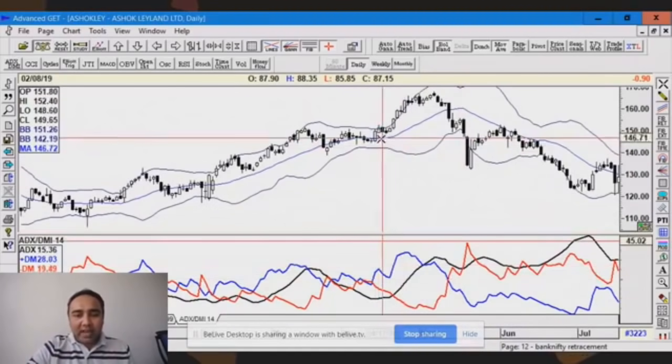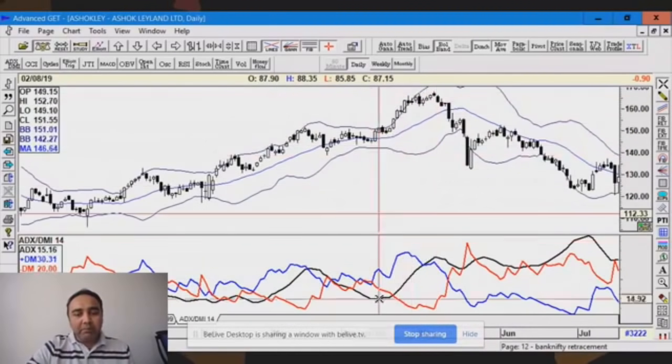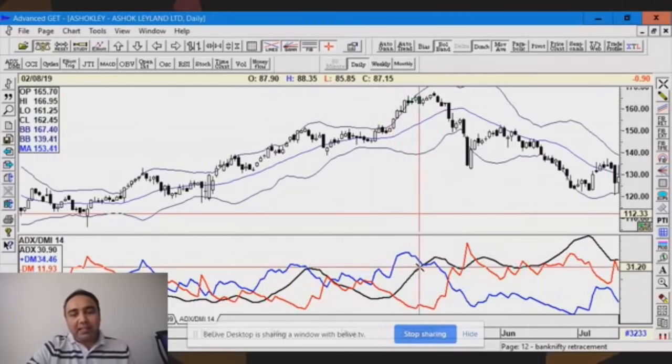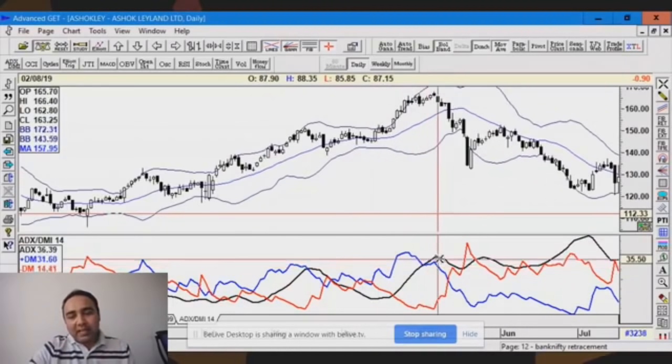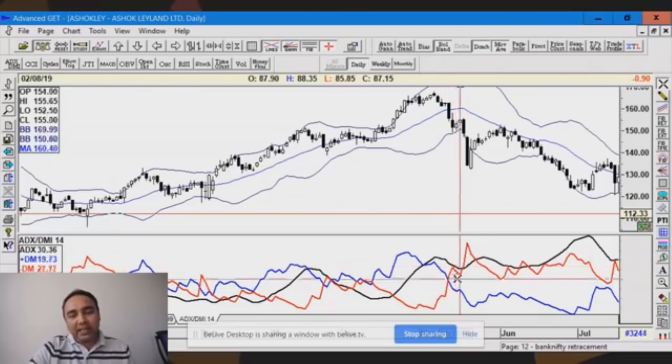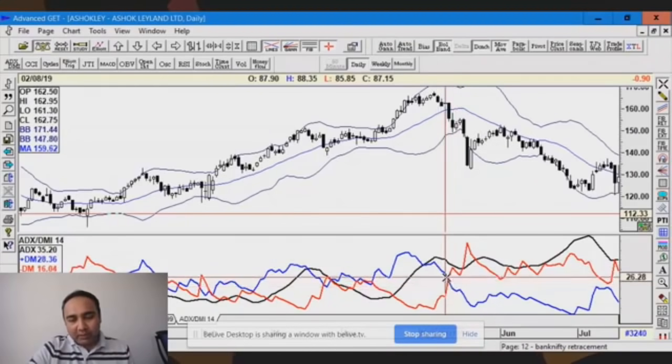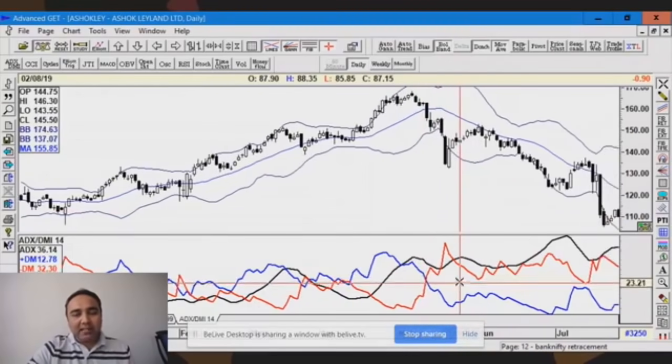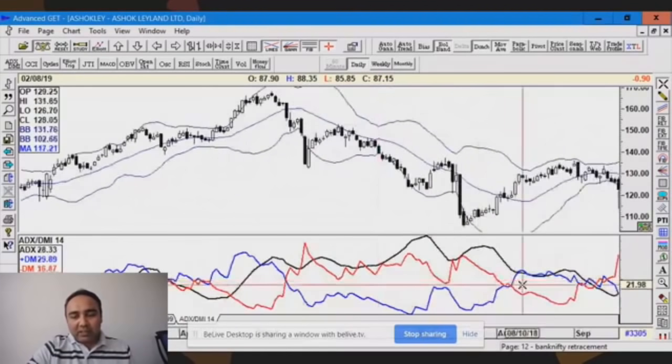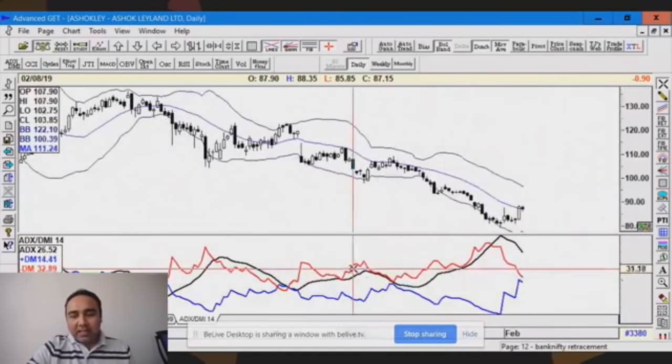Look at this one where trend is up, blue is up, and ADX is rising. That means trend is strong. And then it turns down, trend is weak. And then red crossover. Can you see a crossover? A crossover means the trend is now down. So there are crisscross crossovers and other things.